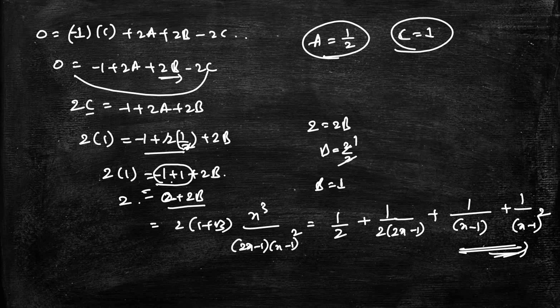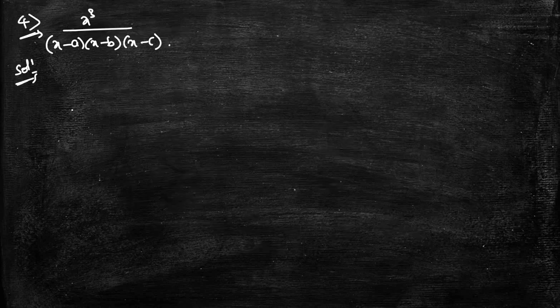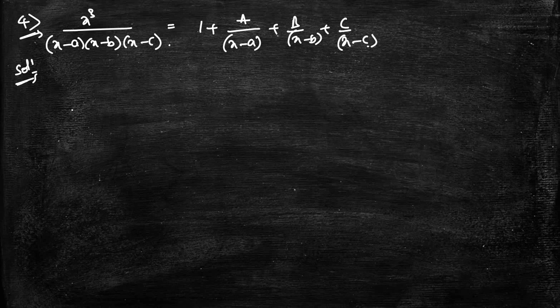Now moving to the fourth one. The fourth question is given that x cube divided by x minus a into x minus b into x minus c is equal to, I will write this as 1 plus a divided by x minus a plus b divided by x minus b plus c divided by x minus c. So here x cube divided by x minus a into x minus b into x minus c.